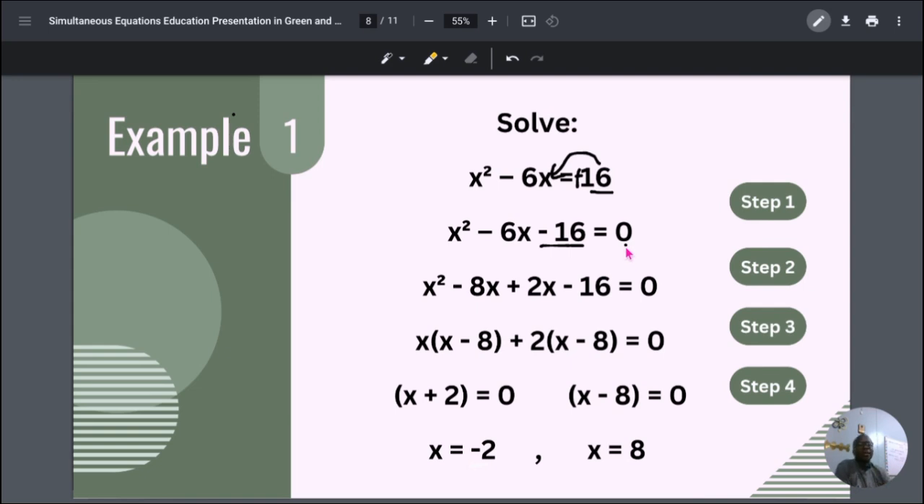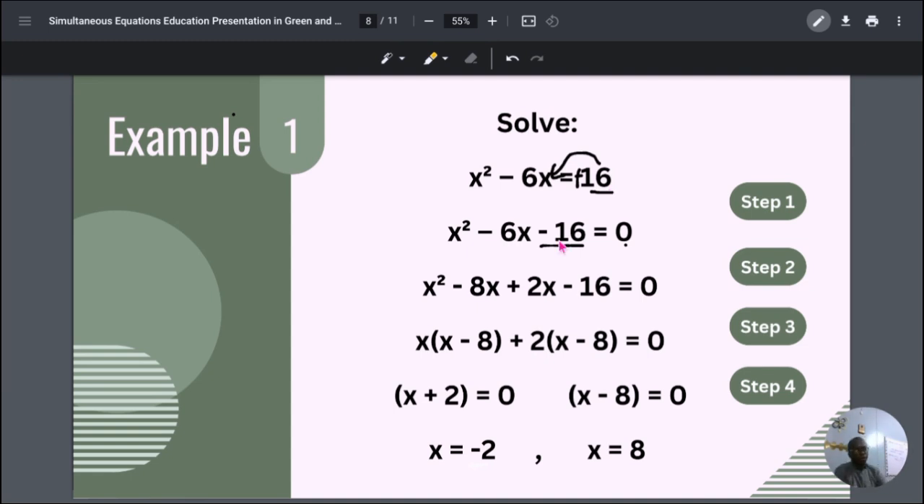It also applies if what you have here is more than just one number. On this side you could have another 2x, for example, so you move everything to the left hand side. I think I have an example like that. Example 2 should be like that, so we'll also treat that. So first step, equate to 0.